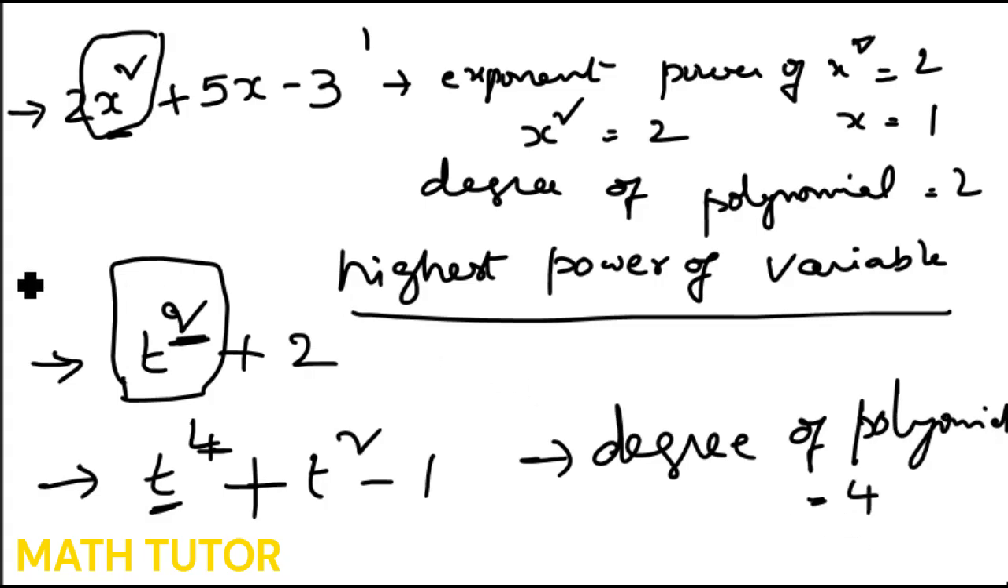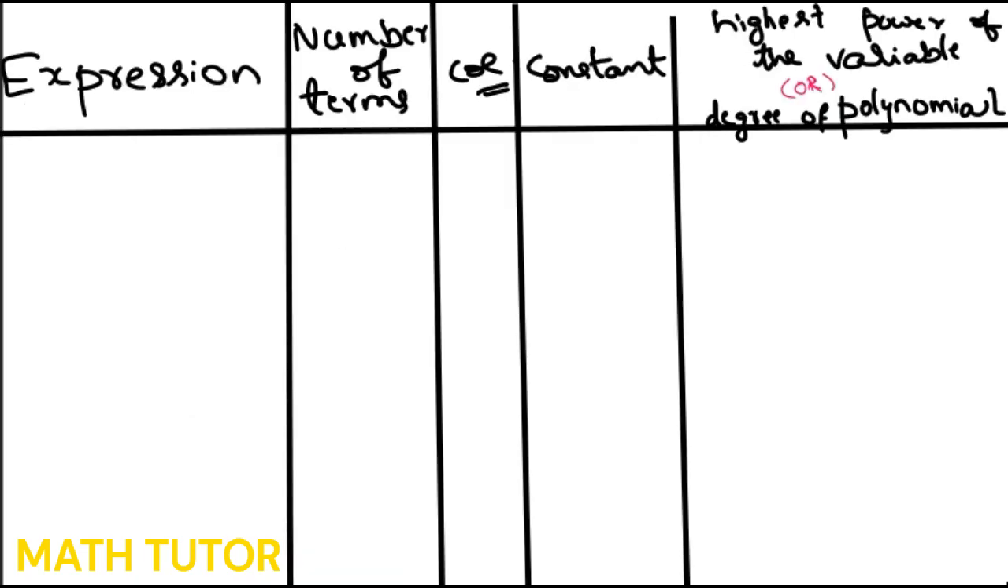Clear? Okay. Now we'll try to write some expressions and find out the terms, coefficient, constant, and write the degree of the polynomial. Okay. I have an expression x to the power 5 minus x to the power 4 plus 3.